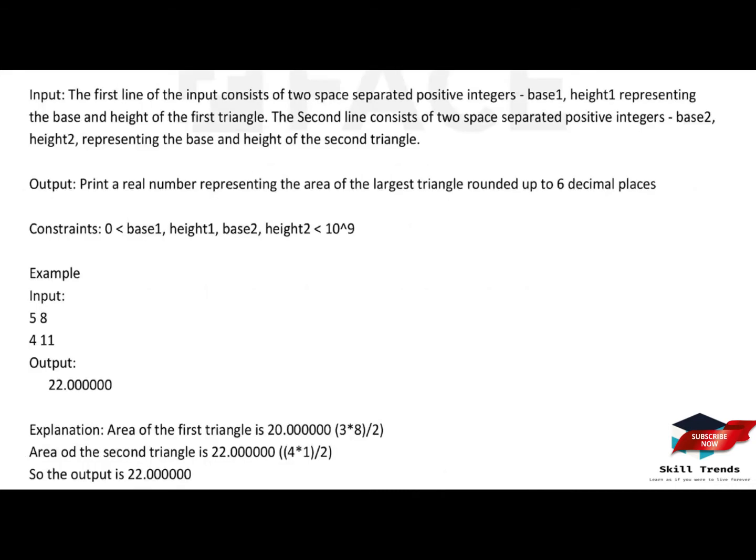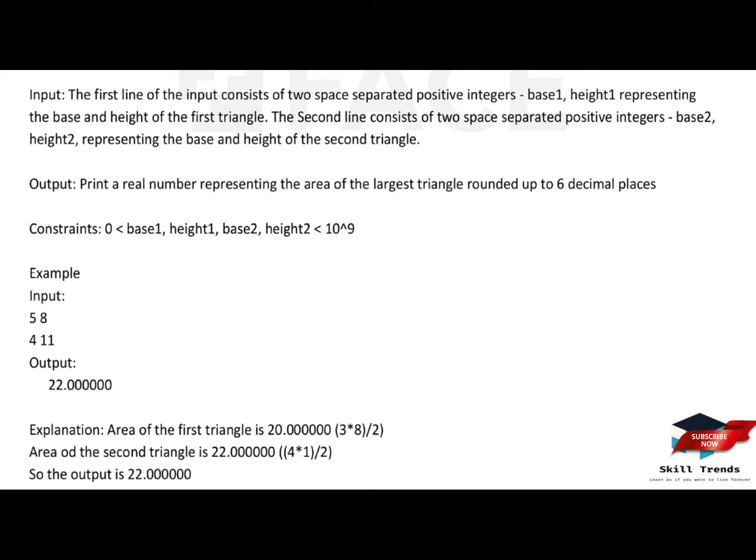The first line of the input consists of two space separated positive integers, base1 and height1, representing the base and height of the first triangle. The second line consists of two space separated positive integers, base2 and height2, representing the base and height of the second triangle. For the output, we need to print a real number representing the area of the largest triangle, rounded up to 6 decimal places.